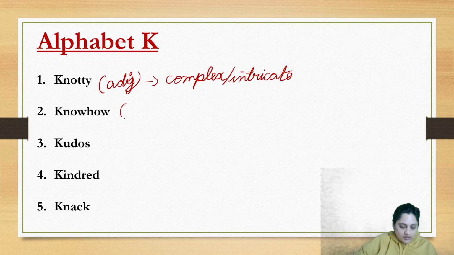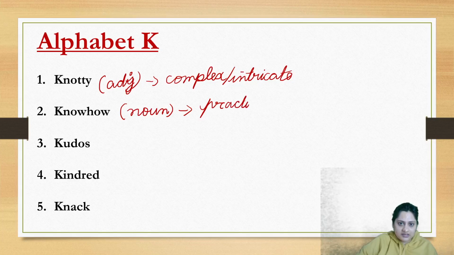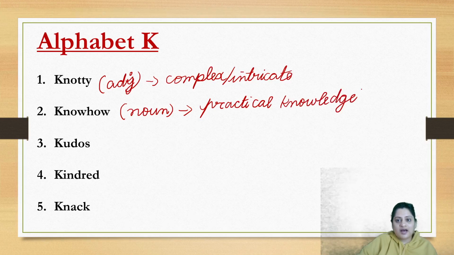Know-how is used as a noun word. Practical knowledge or skill of something. You have the know-how. You have the practical knowledge about a particular thing, about a subject. You have a skill in something.